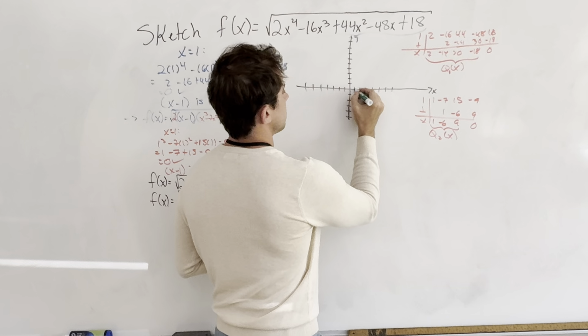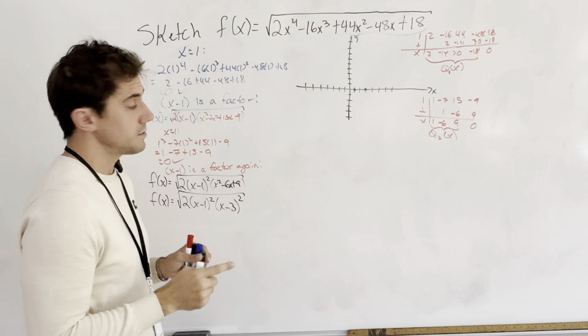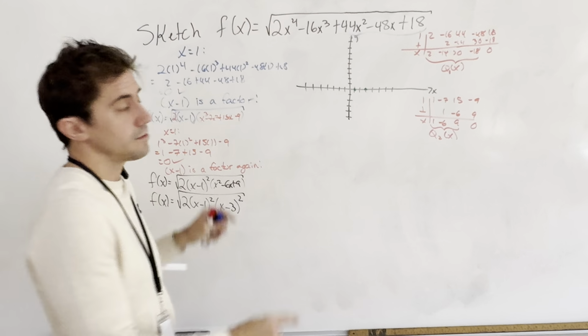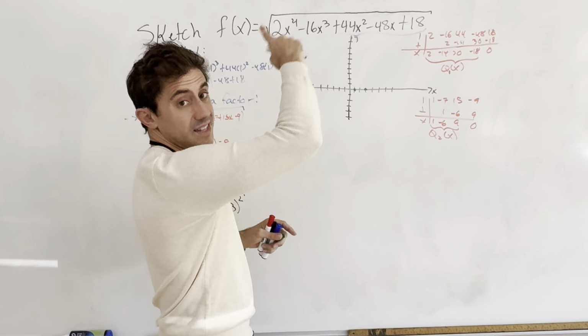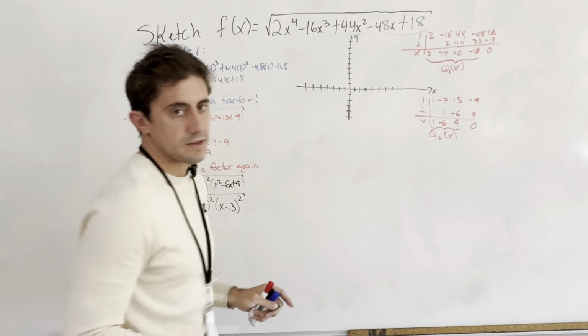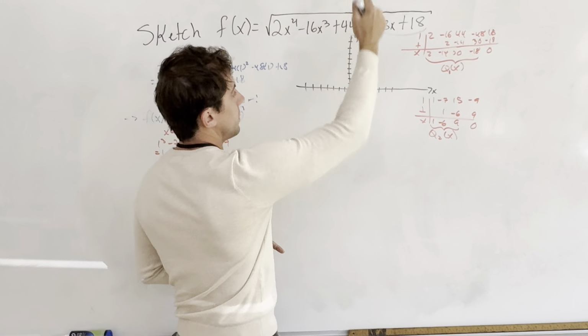So it really pops out of the board. 1 and 3, a double root at both of those. And this is a positive quartic. And so we're going Q2 to Q1, staying high to high. Our y-intercept would be at +18. That's somewhere way up there.